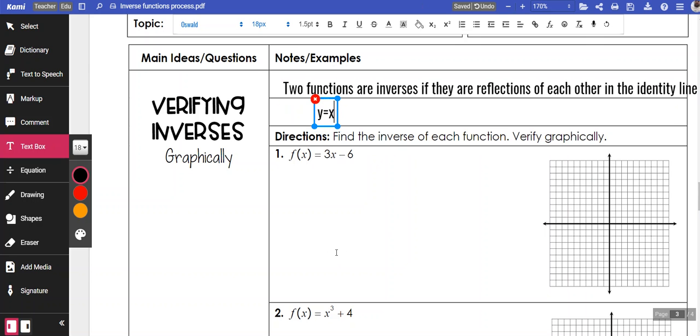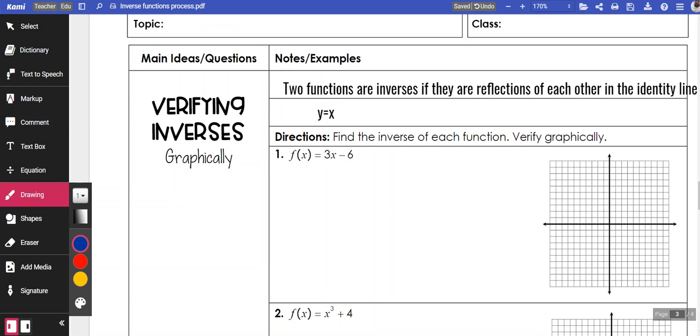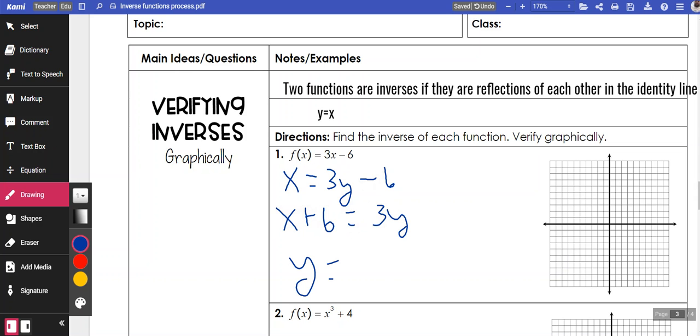So this is what we're going to do. We're going to do a couple things. First off, we're going to find the inverse of 3x minus 6. So I'm going to trade places. So I'm going to say that's x equals 3y minus 6. So I add 6. I get 3y and divide by 3. So y is equal to x plus 6 over 3. Now I know that that's an inverse, but I've got to verify it.